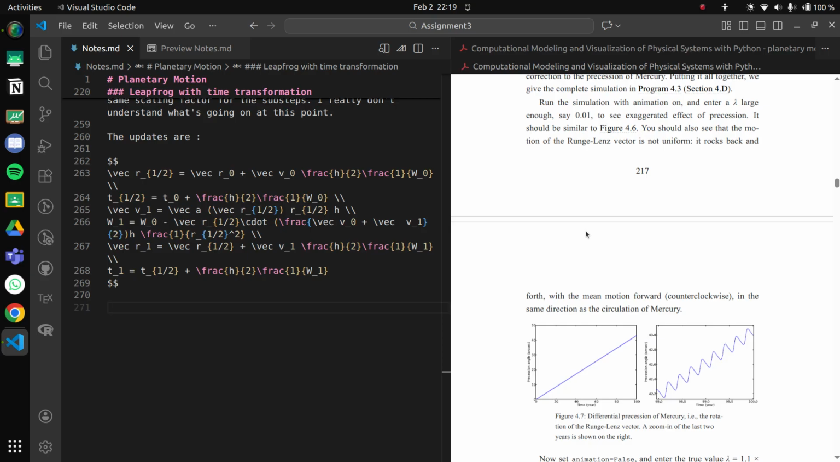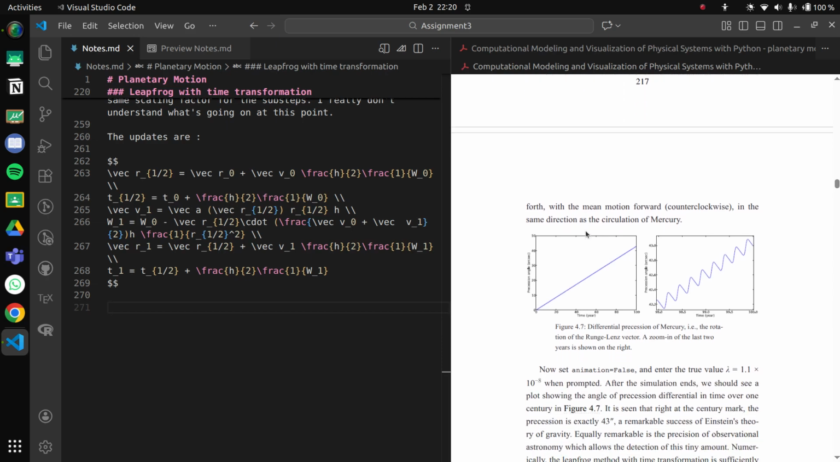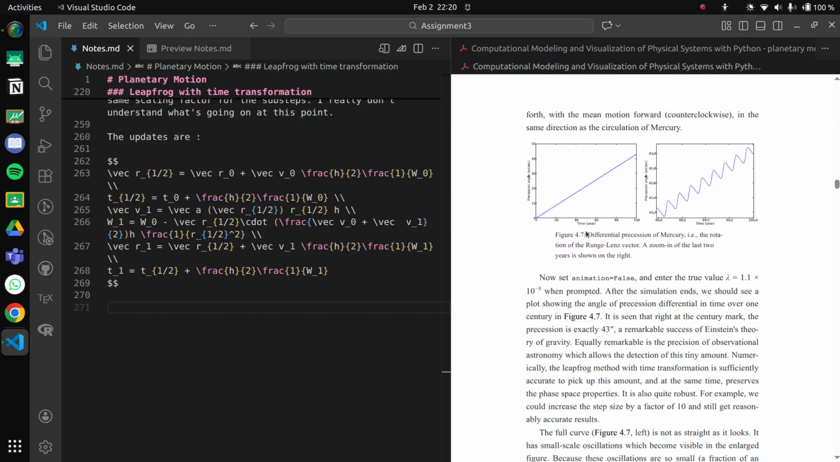You should also see that the motion of the Young length vector is not uniform. It rocks back and forth while the mean motion forward in the same direction as the circulation of Mercury. Okay, so this is like for the full thing, for like I guess a century, and this is also for a century. No, okay, this is for the last 2 years, so it's like oscillating more or less.